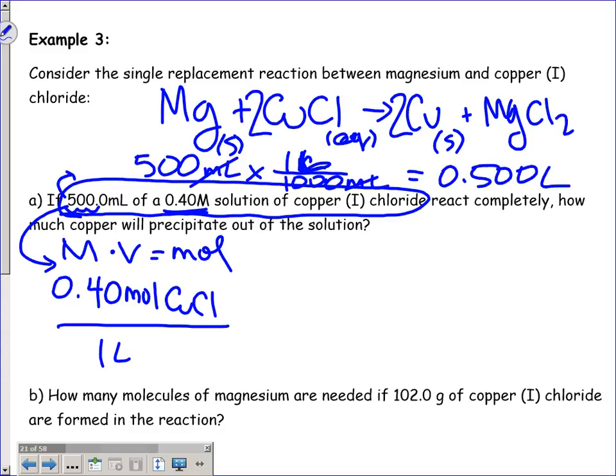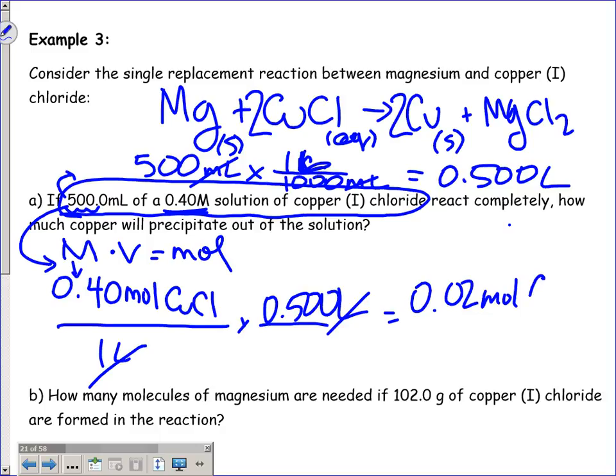So I'm going to take my molarity, which is here, times my volume, which I just calculated by using dimensional analysis, to be 0.5 liters. What unit cancels? Liters cancel, and I have 0.4 times 0.5, 0.02 moles of copper 1 chloride. Okay, that's just helping you get set up with what your given is really giving you. So this is a given. All right, now let's finish reading the problem.